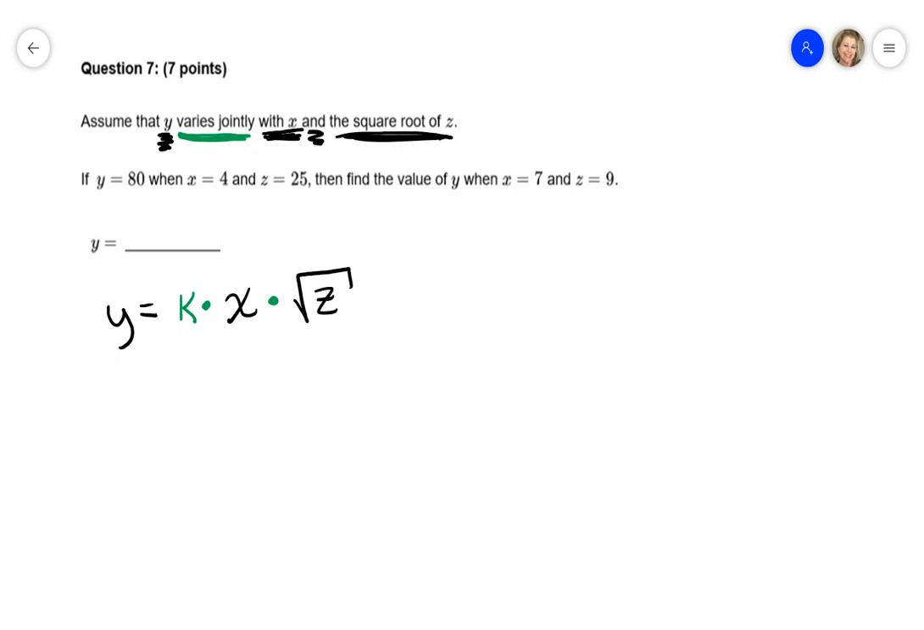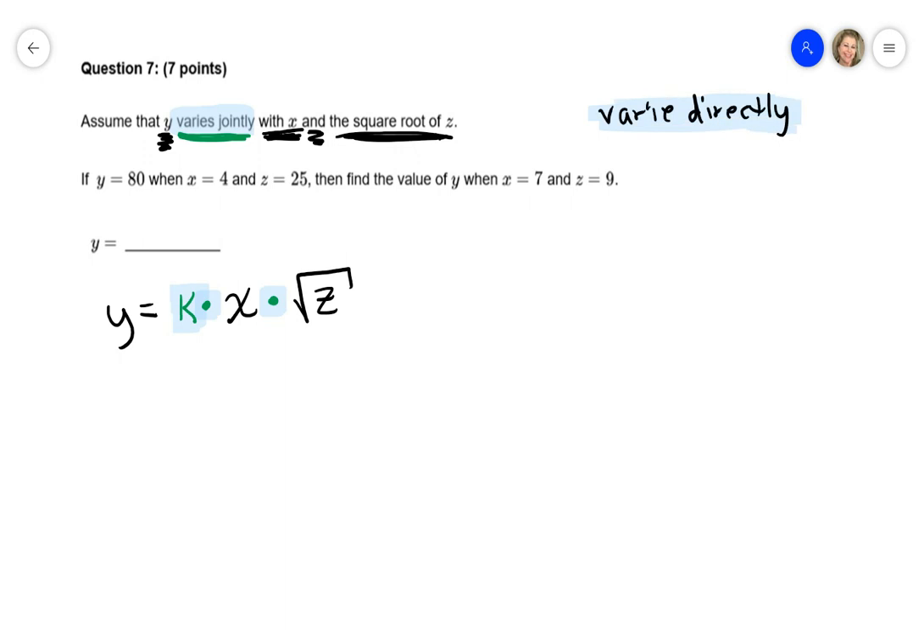That's what jointly means. When it says varies jointly, it's going to be multiplied on, and there is a constant of proportionality. Now, in case another problem says varies directly, that's the same thing, okay? Jointly, varies jointly, and varies directly is the same thing.